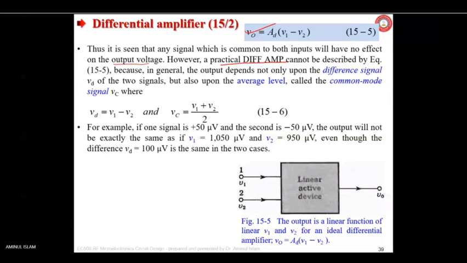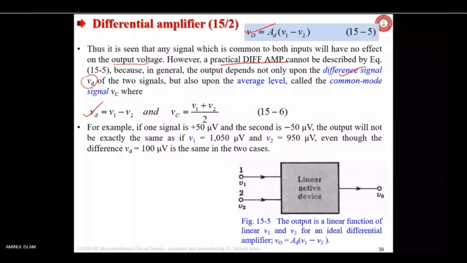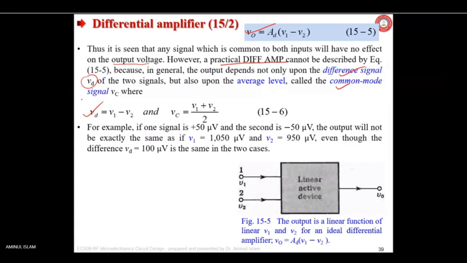It is the ideal case, because in general the output depends not only upon the difference signal VD, which is VD equals V1 minus V2, but also upon the average signal level, or we call it the common mode signal VC, where VC equals (V1 plus V2) by 2. Okay, the average value.